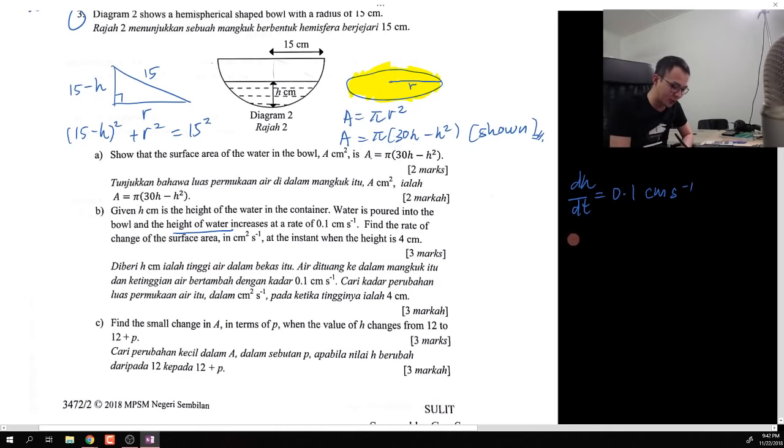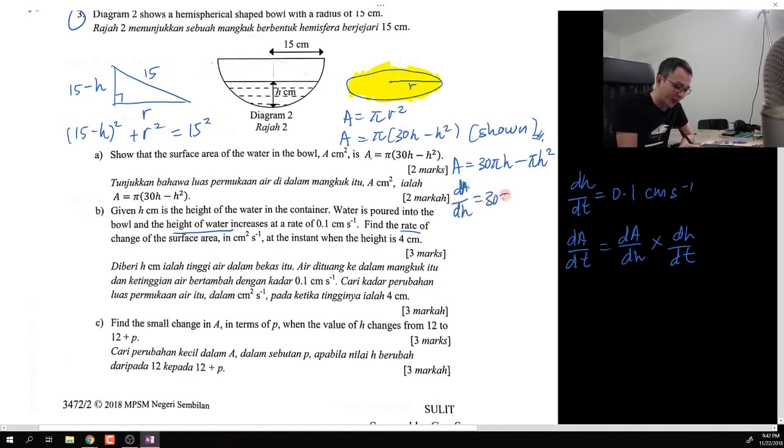Find the rate of change of the surface area. So the question wants to find the rate of change. Rate means dt at the bottom, so surface area means dA dt, which equals, by the chain rule, dA dh multiplied by dh dt. You should know about the chain rule. Since I have the equation for A here, we just differentiate this one. But before I differentiate, maybe I expand the pi into here: 30 pi h minus pi h squared. Then it is easier for me to do dA dh, which will be 30 pi minus 2 pi h.